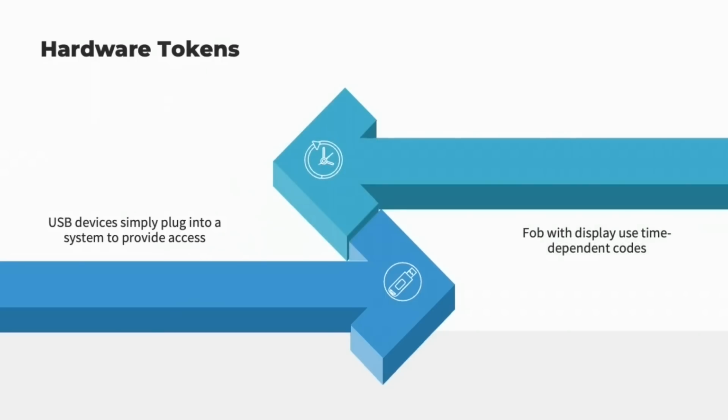Or if it's a fob or any other type of device with a screen, then the device will generate a code that is also time-dependent, and that code must be entered to complete the sign-in. Now, as for some of the pros and cons, the hardware devices are considered to be more secure because nothing has to be sent to you. The device itself generates the code. But of course, a small device such as a flash drive or a keychain-sized fob is easily lost, and they also require batteries. So if the device is lost or the battery dies, you won't be able to sign in.